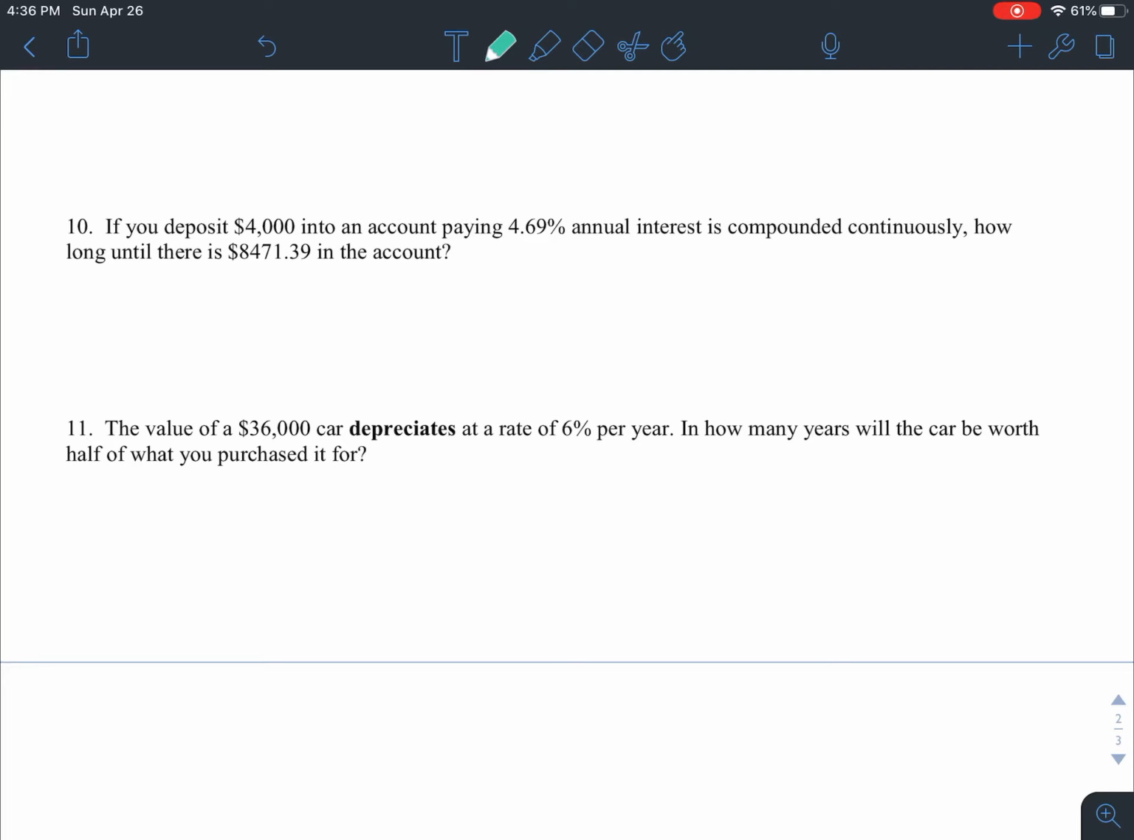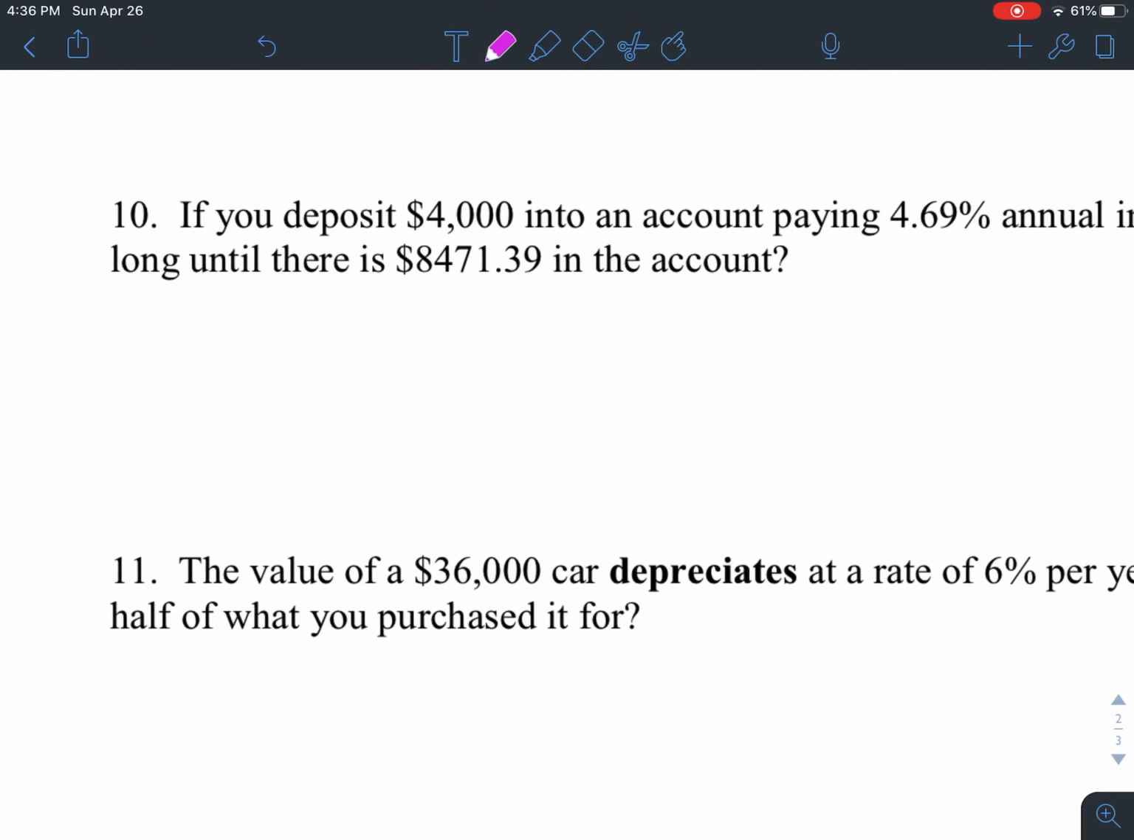If you deposit $4,000 into an account paying 4.69% annual interest, compounded continuously. There's that key word, continuously. How long until there is $8,471.39 in the account? Again, everything we have been doing, it's compounded continuously. Our A equals P e to the R T, I feel like I am on Groundhog Day, just like every day here. $8,471.39 is my final amount.